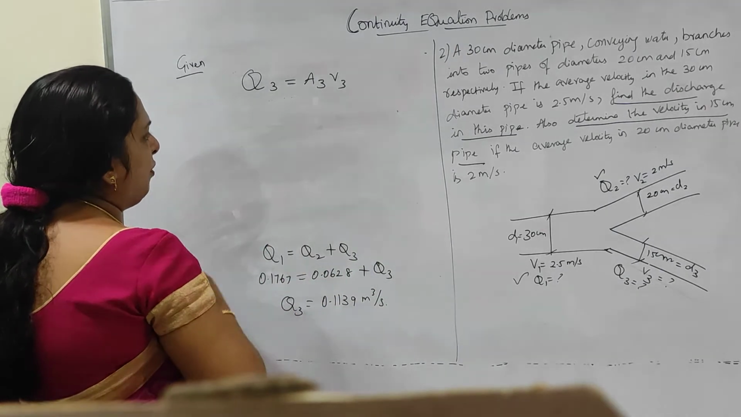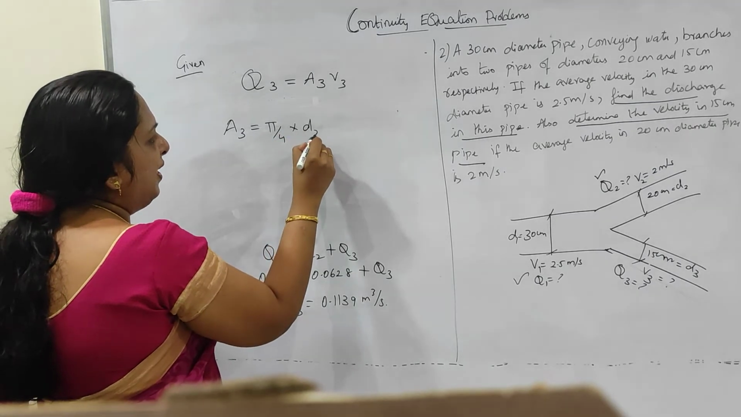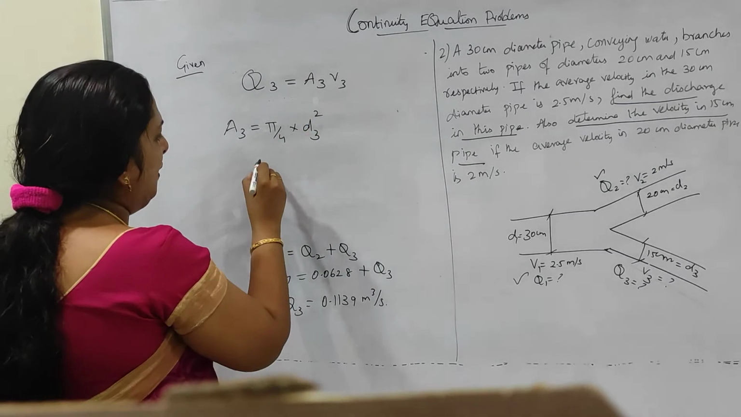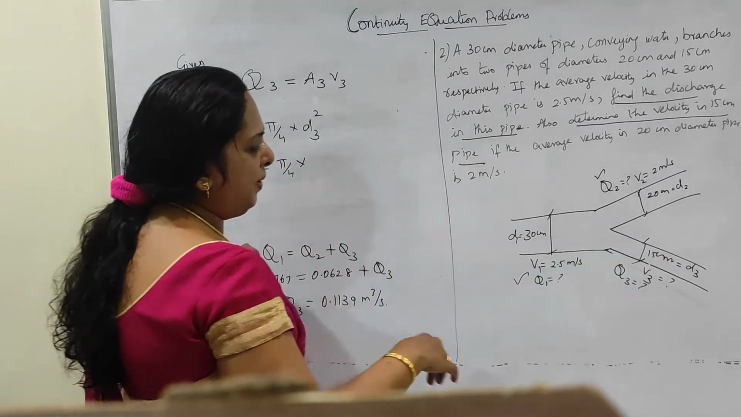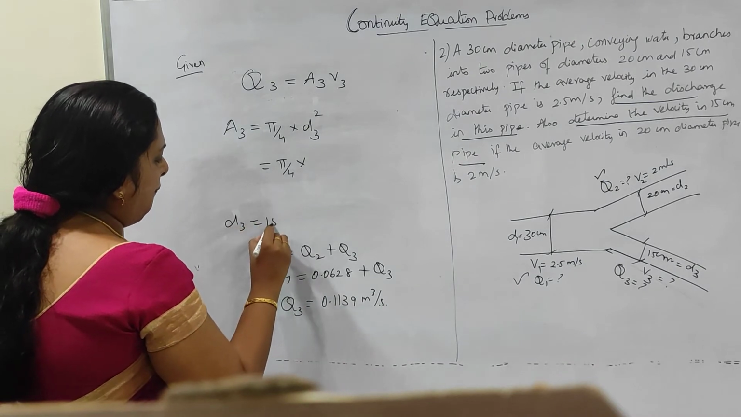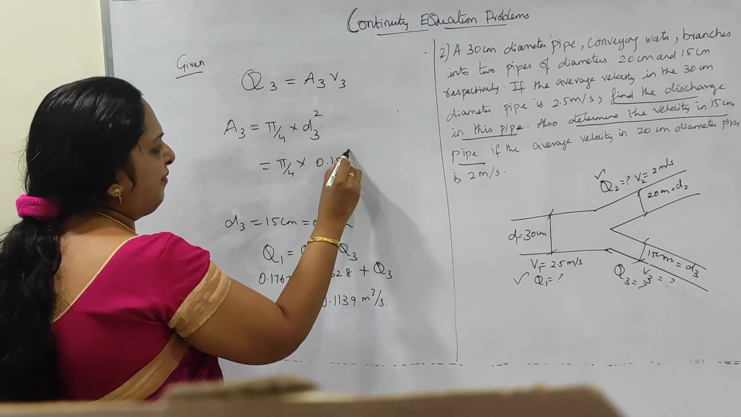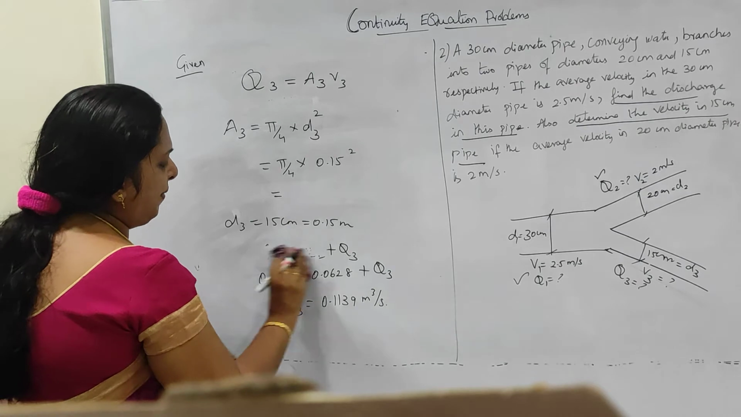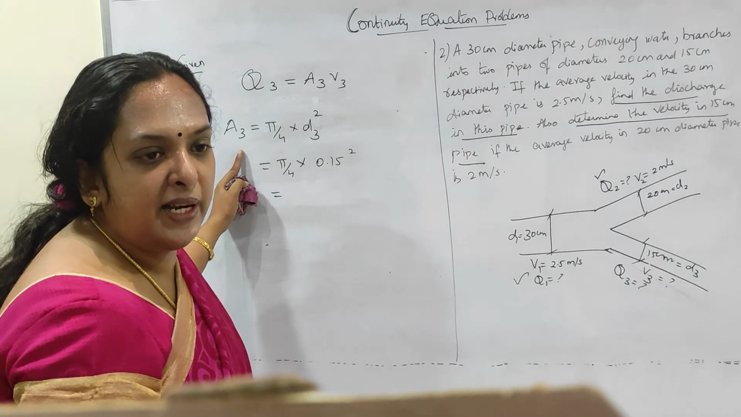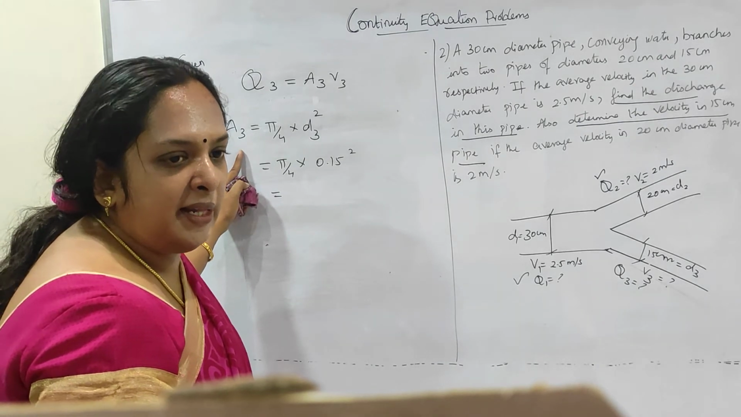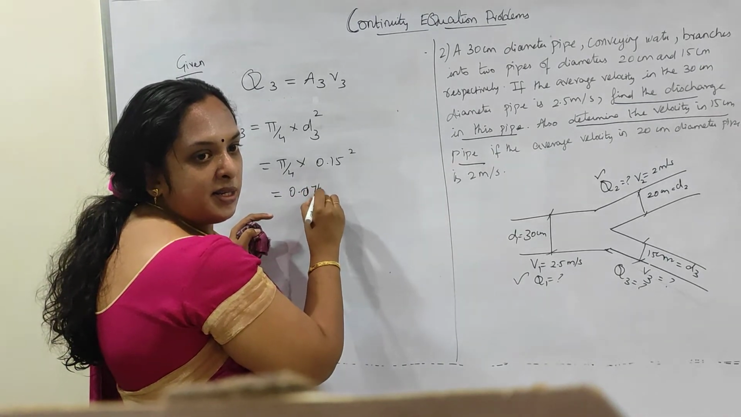First I have to find out the area at section 3. The same thing, it is pi by 4 into the diameter of section 3 squared, pi by 4 d squared. So this is pi by 4 into d3. d3 is 15 centimeter. When I convert into meters, d3 will be equal to 0.15 meters. So I am giving here 0.15 square. So what is the value of my A3 here? I am getting the value of A3 as 0.0167.